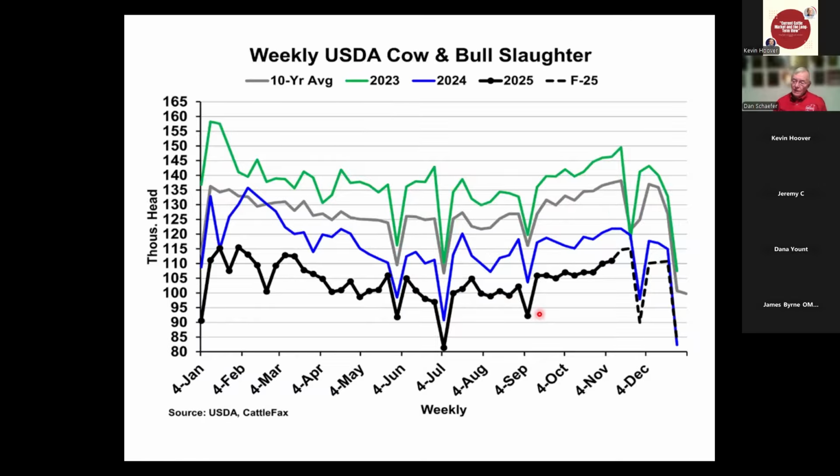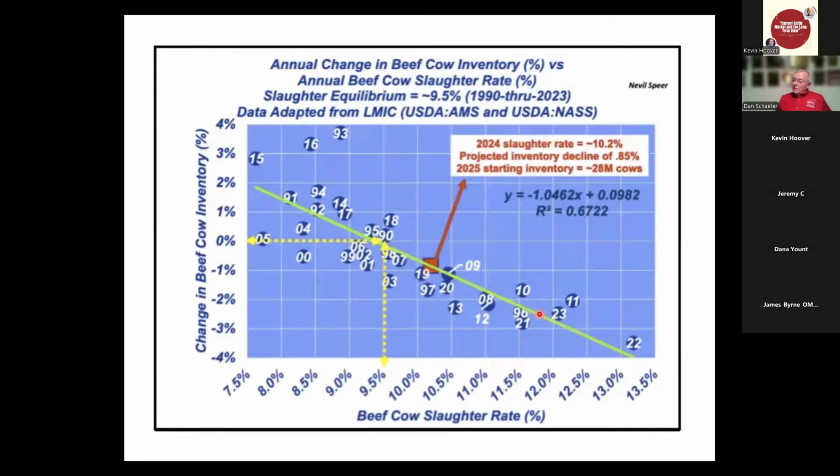So the supply of cattle is down. This is a slide developed by Neville Spear. It is a relationship between beef cow slaughter rate on the x-axis and the change in beef cow inventory on the left axis. Beef cow slaughter rate would be the annual number of cows slaughtered divided by the population of cows available on January 1.